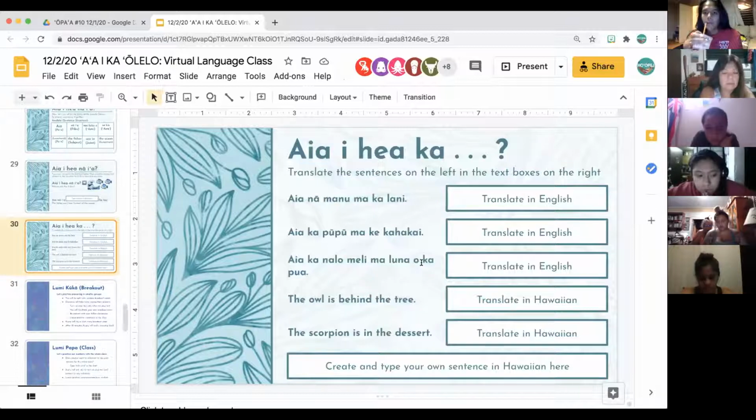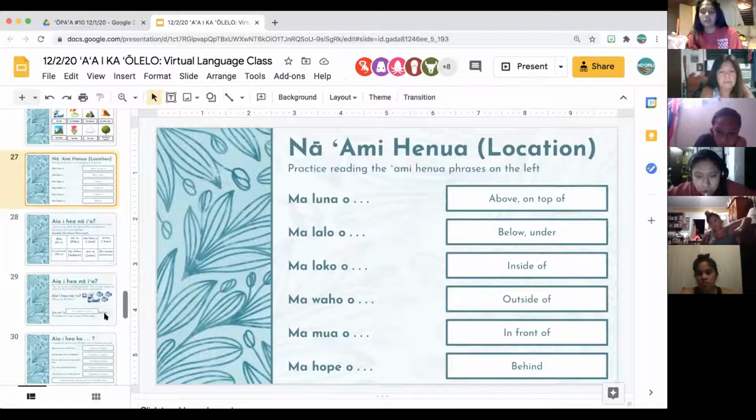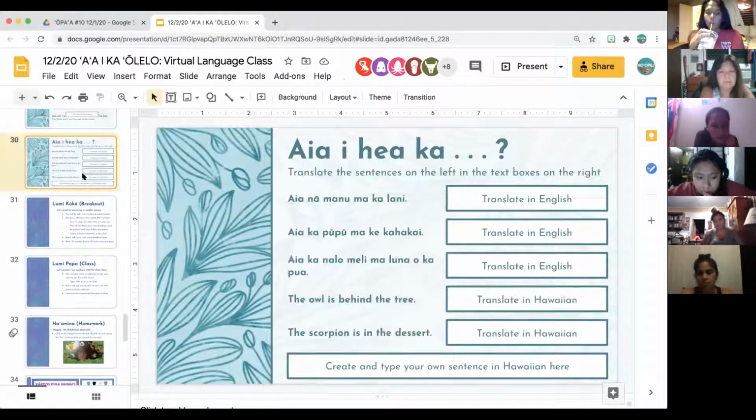Kalaʻi, you want to try read yours? The bee is in the flower. Aia ka nalo meli ma luna o ka pua. All right, one more time. What is ma luna, Joel? The bee is on top of the flower. The bee is on top of the flower. Mahalo. Okay, and then let's try our two ones in English.